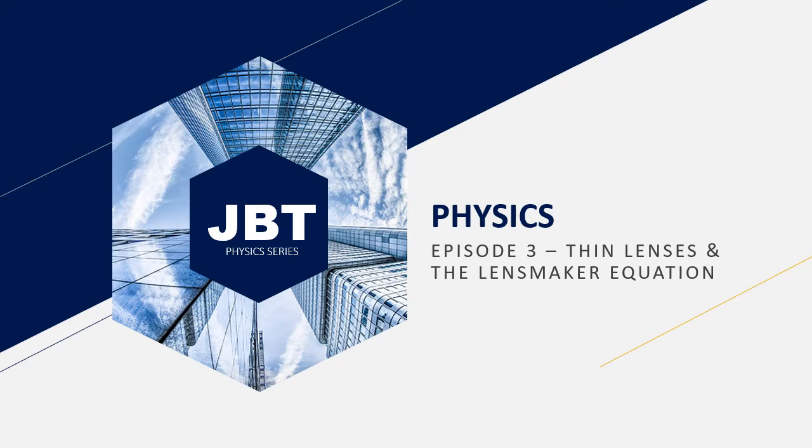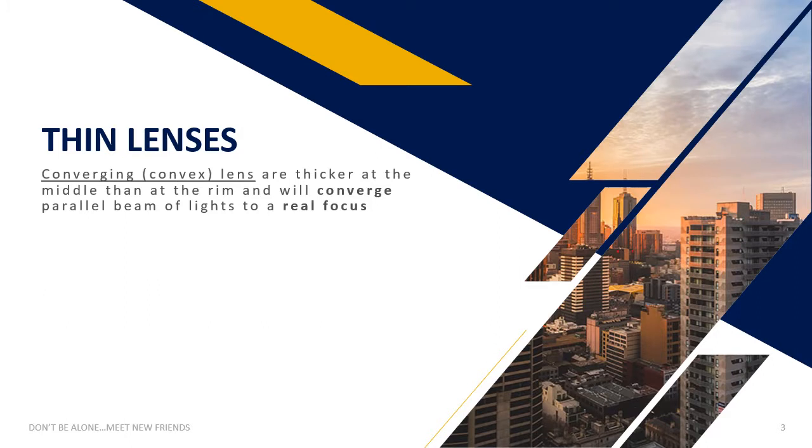Okay, so let's start with thin lenses. Thin lens or converging convex lenses are thicker at the middle than at the rim and will converge a parallel beam of lights to a real focus. So unsa may porma aning converging convex lens? Kung ato na siyang i-drawing, yan na siyang porma. Lagyan na siya.